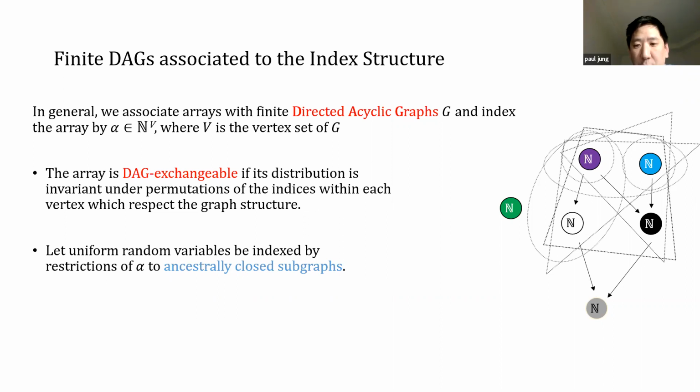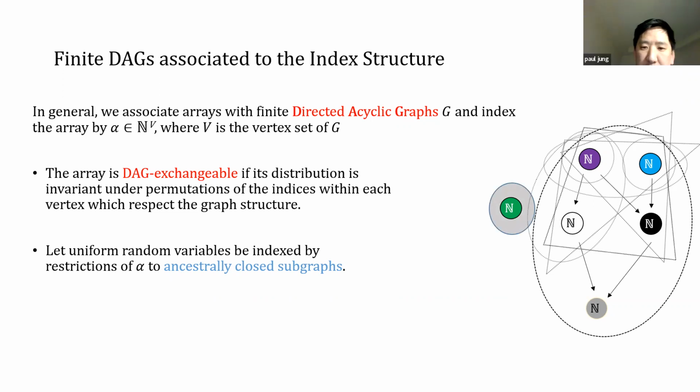And now, if we want to include white and black, we have to include blue and purple. If we want to include gray, we have to include all the ones above it. Sorry, that's not green, that's gray. And then finally, if we want to include green, we can include green by itself, or together with any of the previous subsets that I've drawn before. And this is a set of subsets that's not 2 to the 6th. It's actually a subset of 2 to the 6th, a subset that respects this hierarchy according to this finite DAG.